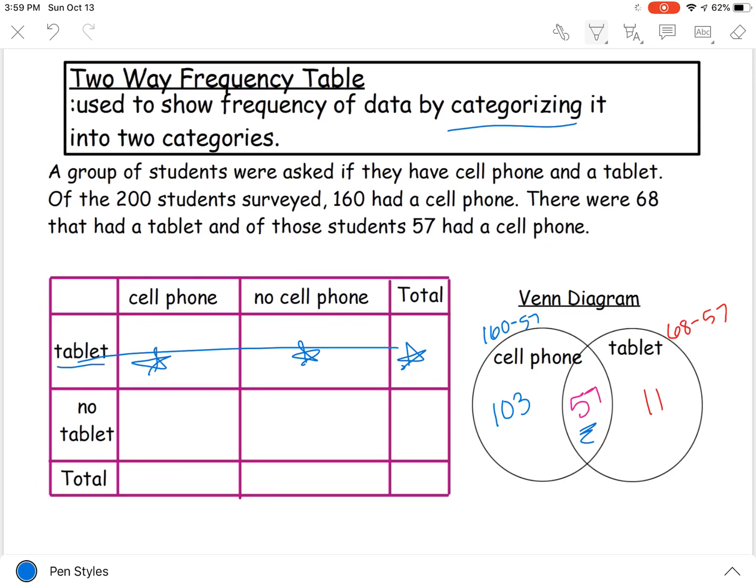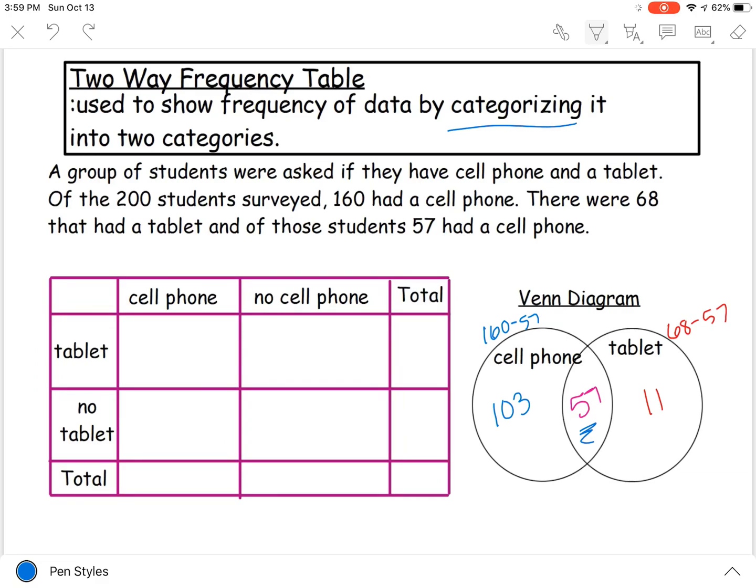I'm looking at our columns. Well, right here would be the number of students who have a cell phone and a tablet. Here would be the number of students who have a cell phone but no tablet. And here would be the total number of students who have a cell phone. So again, that's just how you read your two-way frequency table.